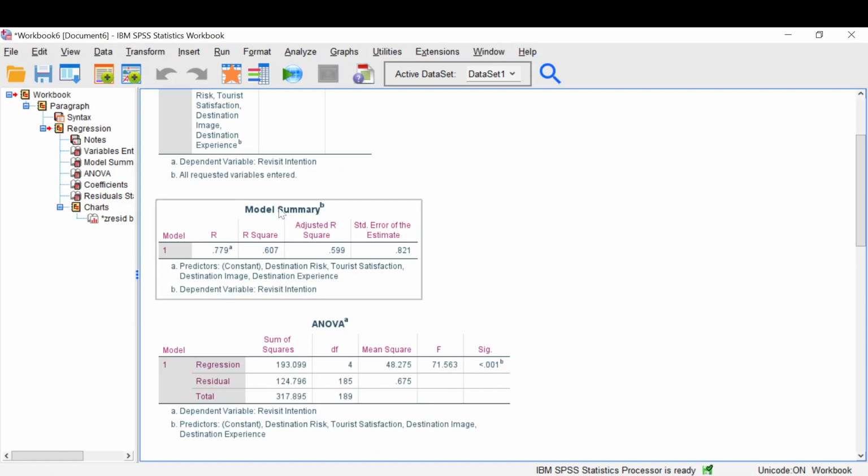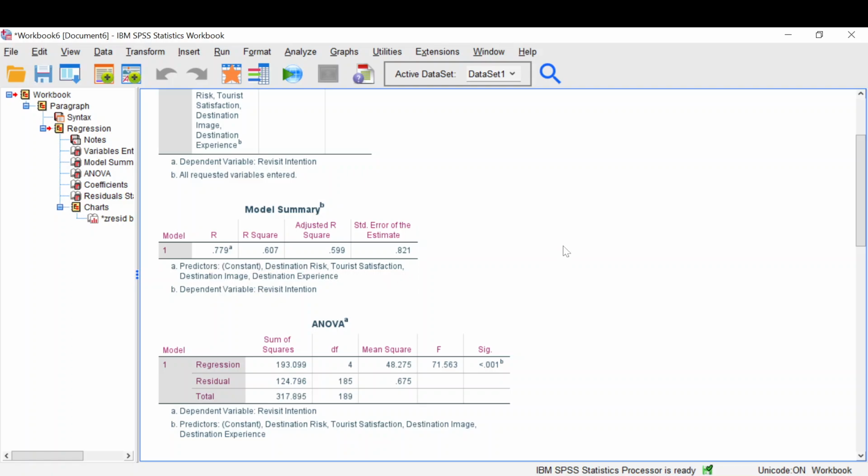Here we look at our model summary, and we have our R. So this is the coefficient of correlation. In other words, are these four independent variables correlated to this dependent variable? Well, yes, that's a very strong correlation. However, we're not just looking at correlation, we're looking at a linear relationship, okay? So next, we're going to look at our R squared value.